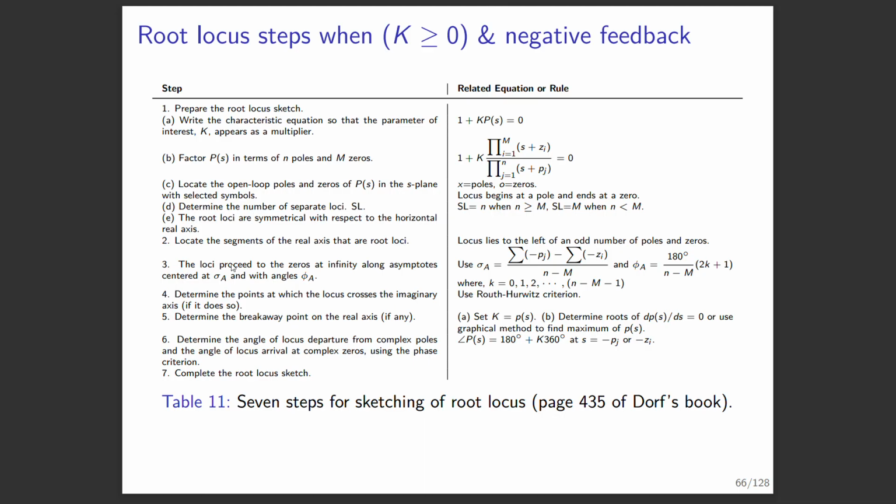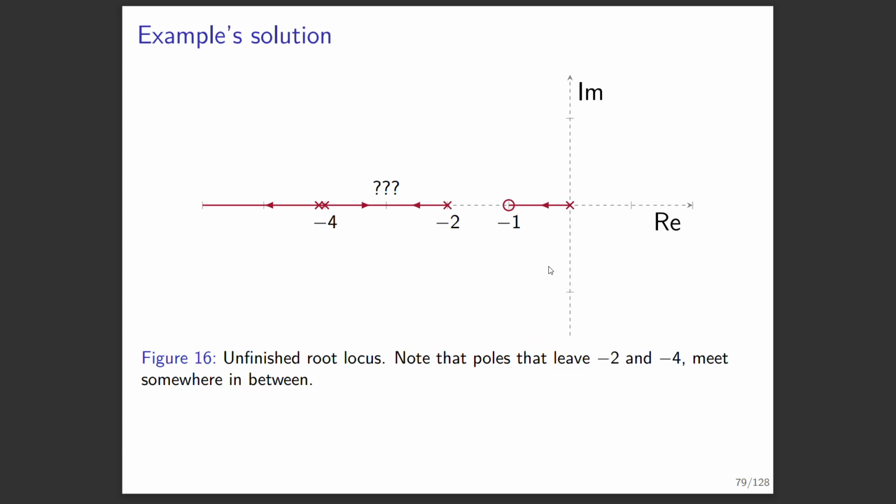The loci proceed to the zeros at infinity along asymptotes centered at sigma and with the angle phi, and we have the equation to compute them. Okay, but why do we need them here in this example? Because we should think about the story that poles and zeros are telling us. As we studied before, the loci always come out from poles and go into zeros. So when I know that I have this red line here, I can put an arrow that shows what happens to this pole and to this zero.